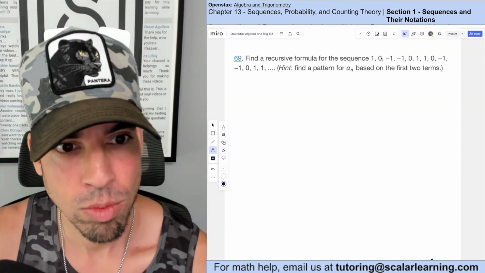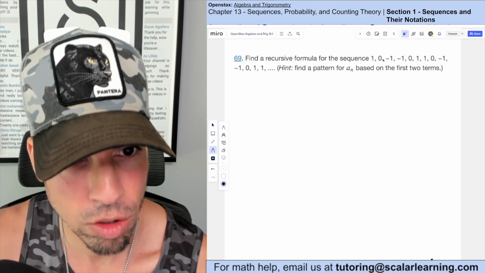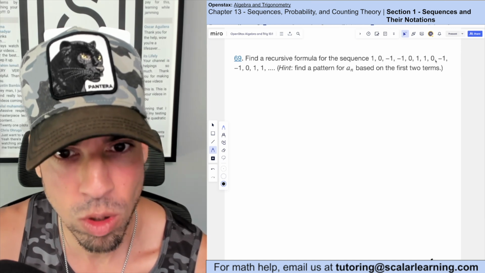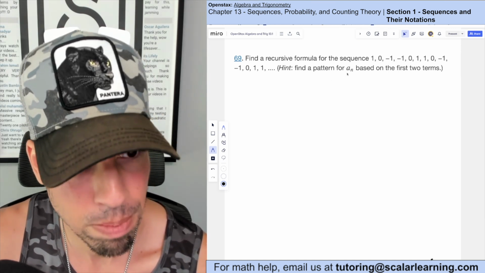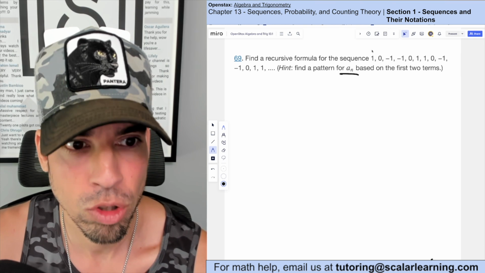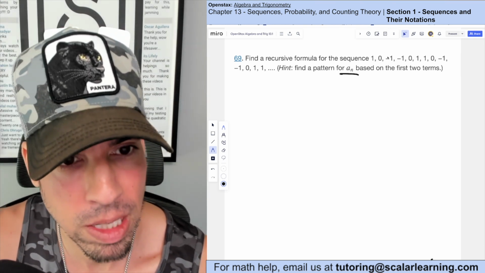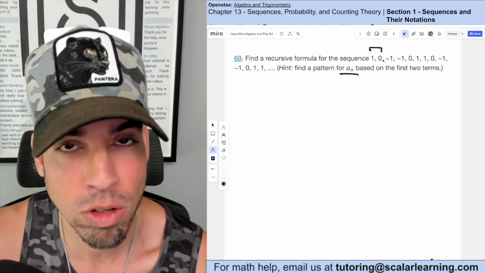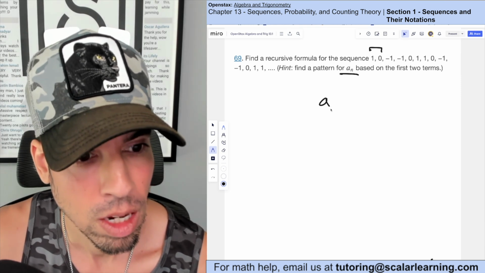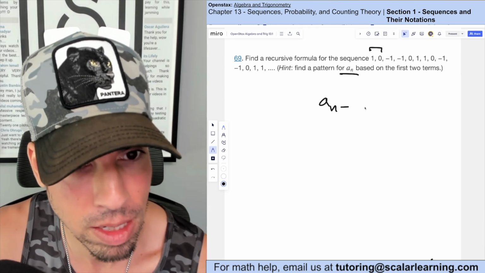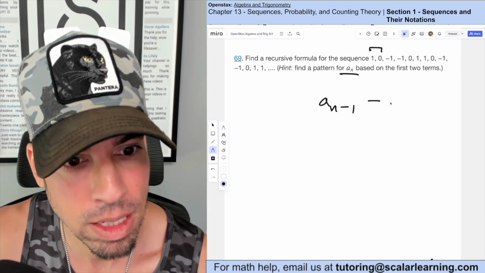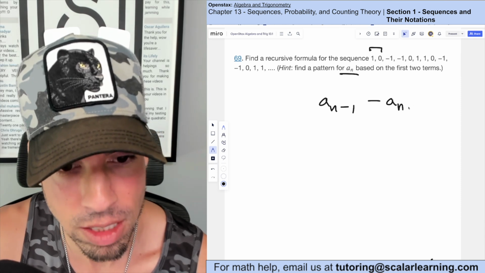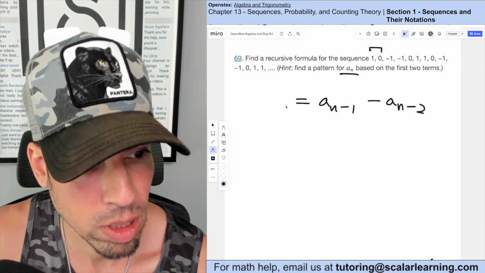Done. Find a recursive formula for this sequence: 1, 0, -1, -1, 0, 1, 1, 0, -1. Hint, find a pattern for a sub n based on the first 2 terms. So what it appears to be is if we have these as our first 2 terms, it looks like it's the second term minus the first term, which means it would be like a sub n minus 1 minus the preceding term, which is a sub n minus 2, and that would equal a sub n.